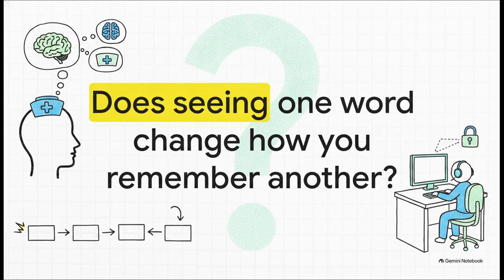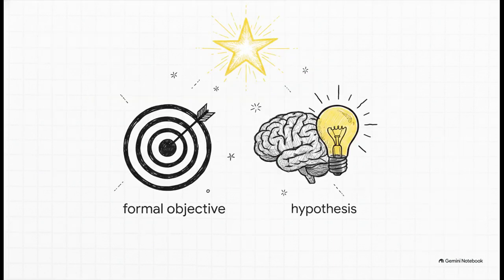Right now, our volunteer is getting comfortable at the lab desk. She's been given the basic instructions, but she is completely in the dark about the specific purpose of today's test. She has no idea that we're trying to see if an initial, super brief stimulus can subconsciously influence her cognitive responses later on. Now, to run a proper scientific experiment, we've got to have a formal objective.